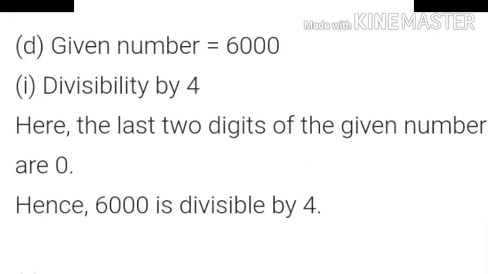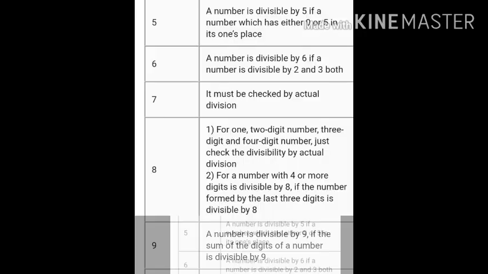Another example, 6000. Check whether this number is divisible by 4 or not. Here the last 2-digit number is 00. 0 is divisible by 4, hence the number is also divisible by 4.